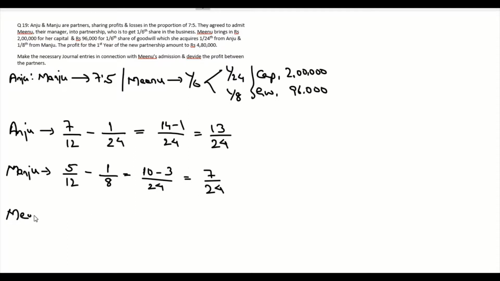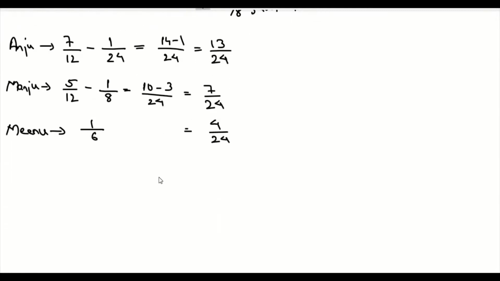Then we have Meenu. The question says that she has 1/6 share of profit. So if you want to keep the same denominator, it's going to be 4 by 24. So the new profit sharing ratio between Anju, Manju and Meenu is going to be 13:7:4.